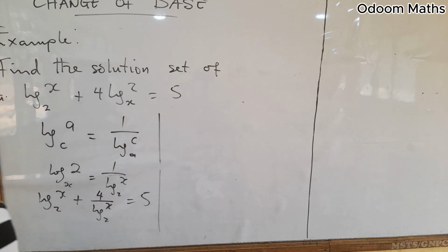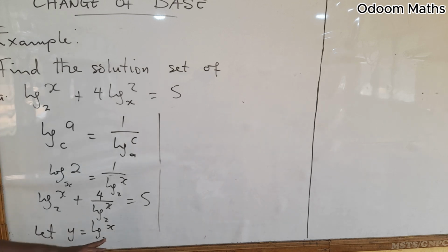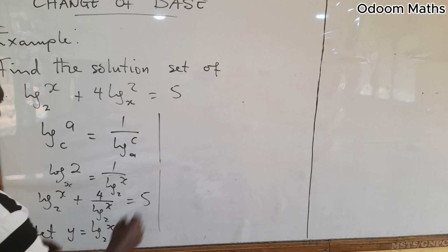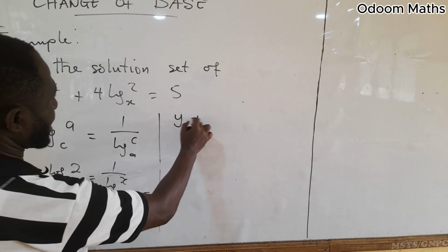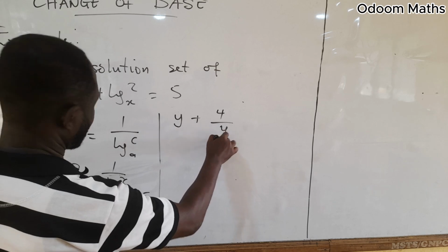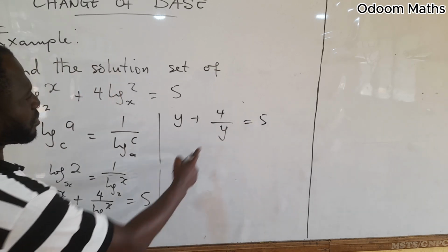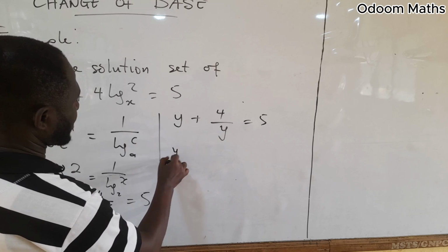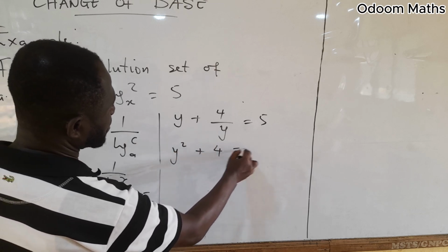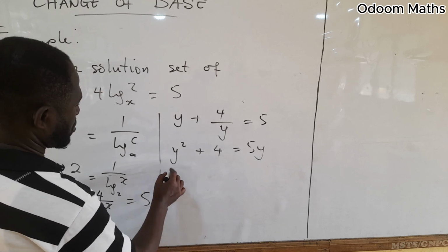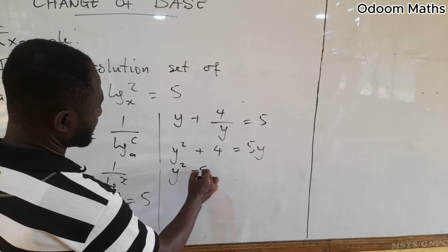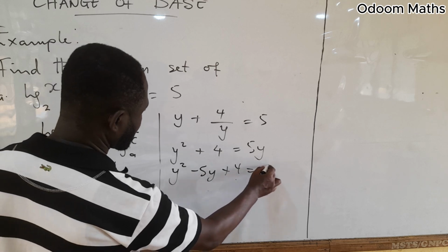Now, with this one, let y be equal to log x base 2. Where I see log x base 2, I'll put y there. So this becomes y plus 4 over y equals 5. Multiplying through by y, so y squared plus 4 equals 5y. So y squared minus 5y plus 4 equals 0.